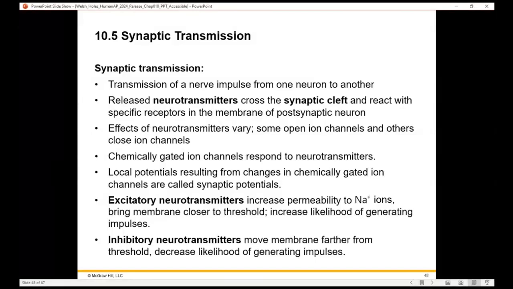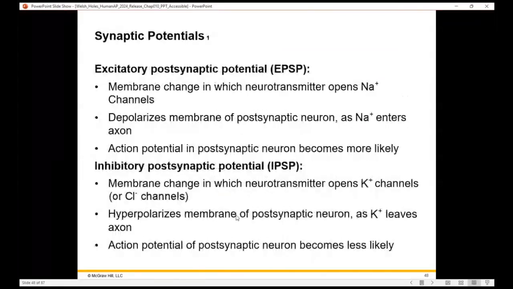Excitatory neurotransmitters increase permeability to sodium ions and bring membranes closer to threshold, and an increased likelihood of generating an impulse. Inhibitory neurotransmitters move membranes farther from threshold and decrease the likelihood of generating impulses.